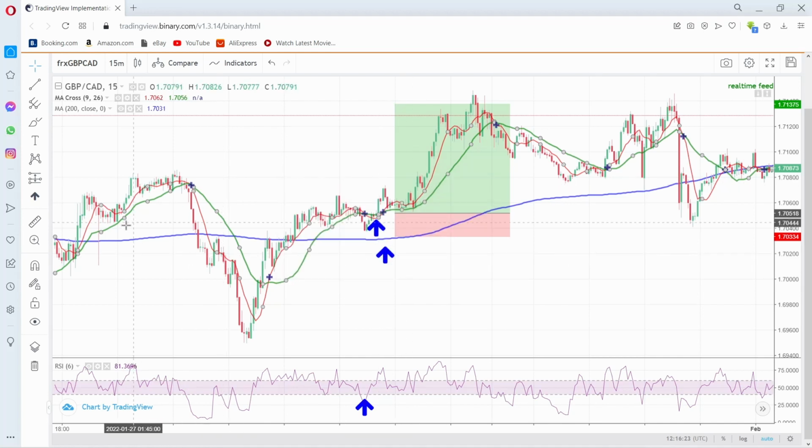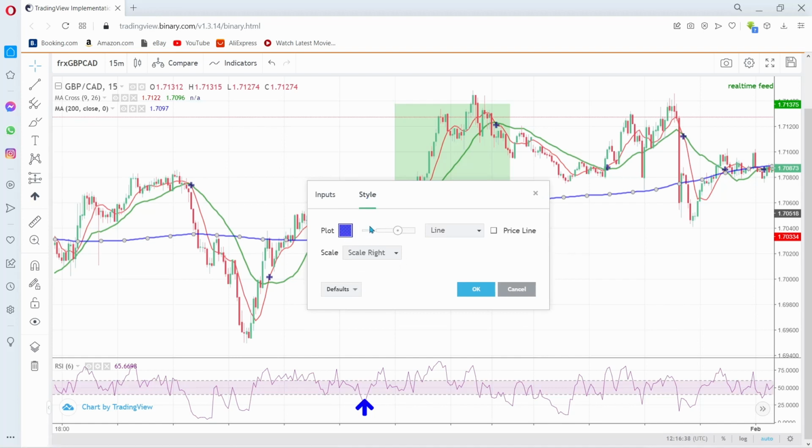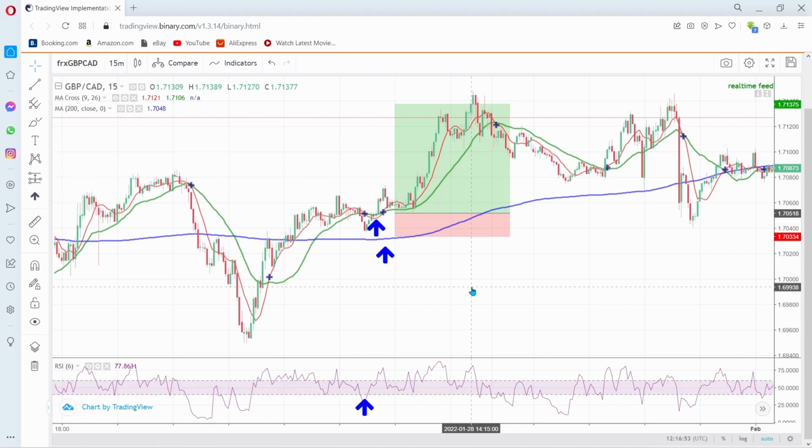The second indicator is the 200 moving average. Make sure that over here it's on 200, and then on source, make sure that it's on close. Offset, make sure it's 0. And then the style, you can put the color you want. As for me, I like the blue. If you want it to be thicker, you can increase it. If you want it to be thinner, as you can see, it's now becoming thinner. But as for me, at this stage, it was okay. And then you can just put okay, and then you are done.